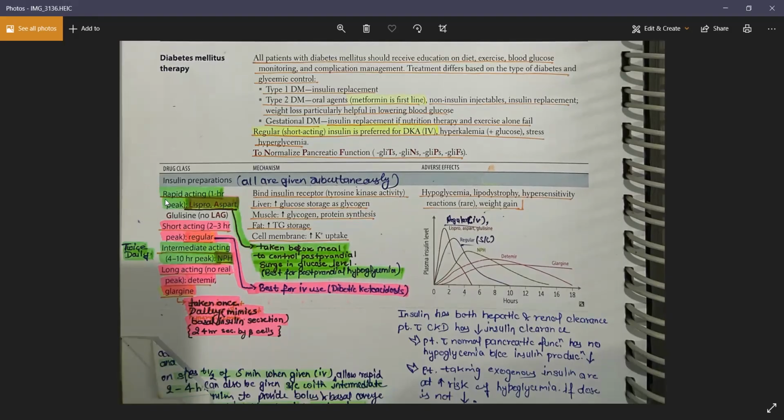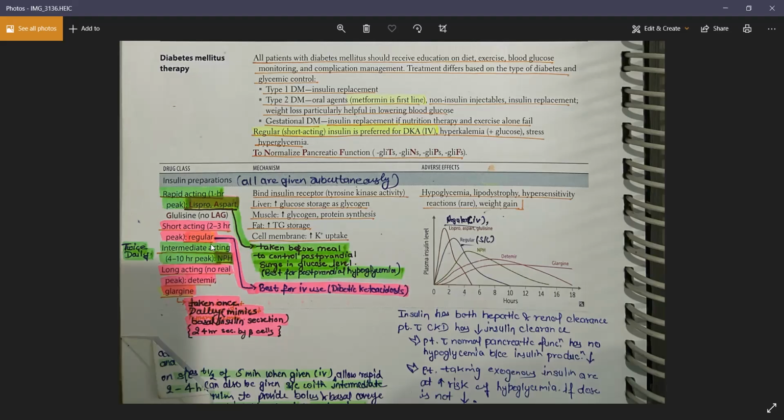The rapid acting ones include lispro, aspart, and glulisine. Very important. Because they are rapid acting, the level will rise very high in a short duration of time, and they will fall very rapidly, so they can mimic the postprandial insulin release.